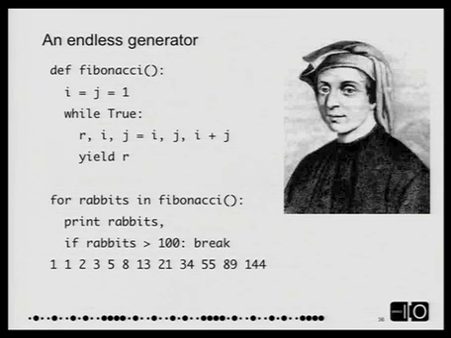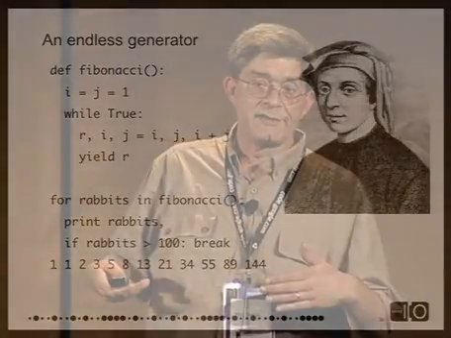We'll start with i and j both equal to 1. Note something I hadn't mentioned before. You can chain assignment, like in C. i = j = 1 gives both names i and j to the object 1. And then while True, which of course means this loop will never terminate, not per se, we do another form of multiple assignment. We assign i, j, and i plus j to r, i, and j, respectively.